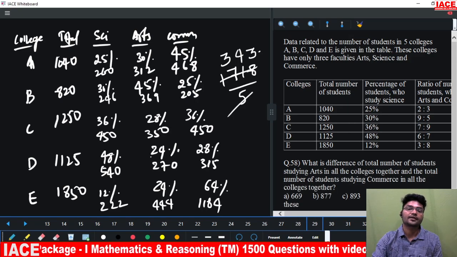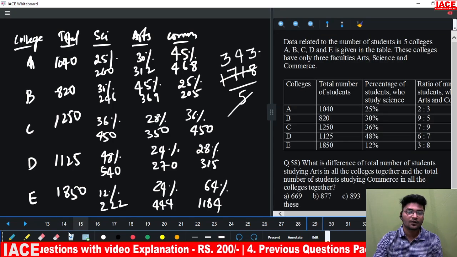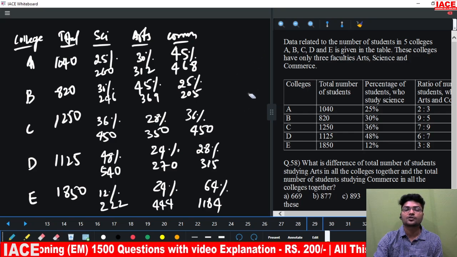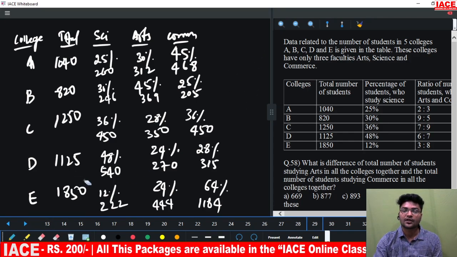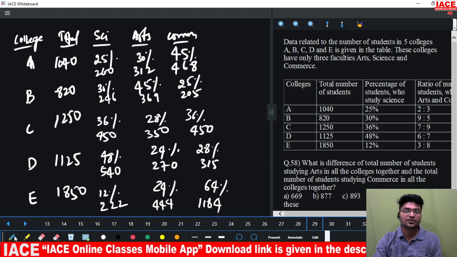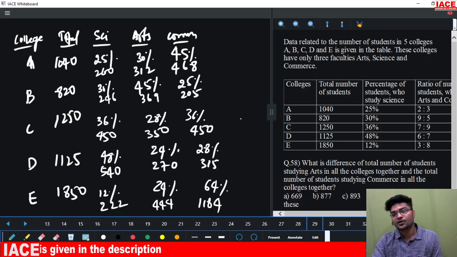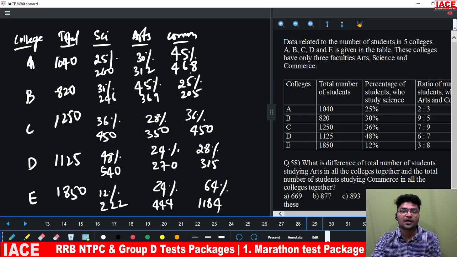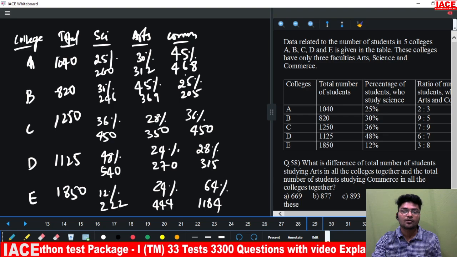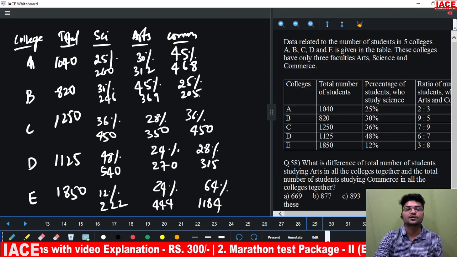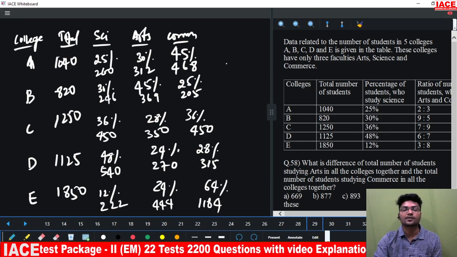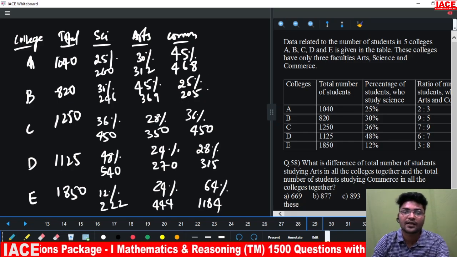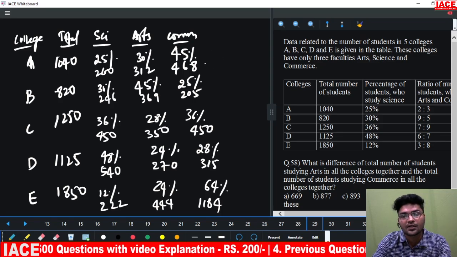Question number 58. What is question number 58 asking us to calculate? It is asking us to calculate the difference of the total number of students studying arts in all colleges together and the total number of students studying commerce in all the colleges together. If I see, commerce is mostly greater. So if commerce is greater, I'll take positive. If commerce is smaller, I'll take negative.